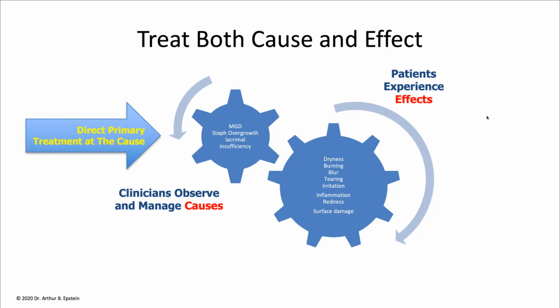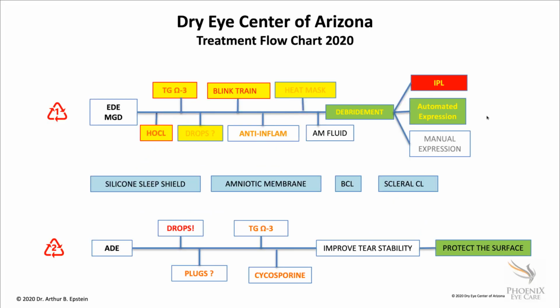What are the causes? Meibomian gland dysfunction caused by changes in diet and changes in visual tasking. Staph overgrowth, a natural occurrence, often associated with a change in the microbiome because of MGD. Lacrimal insufficiency, and there are other underlying causes. But if we treat the causes, if we can identify the causes and begin to treat them, then we really make significant progress. I'm not going to go into this.